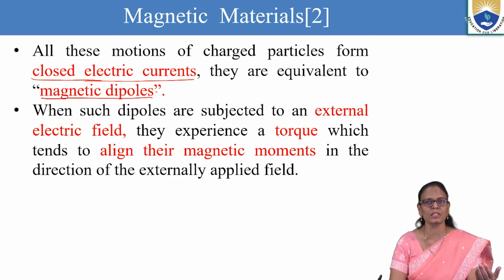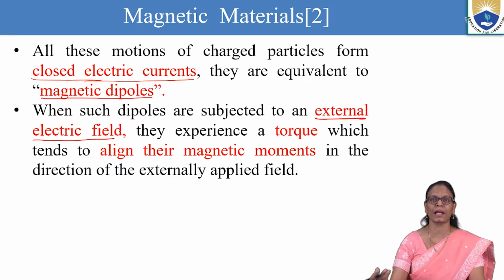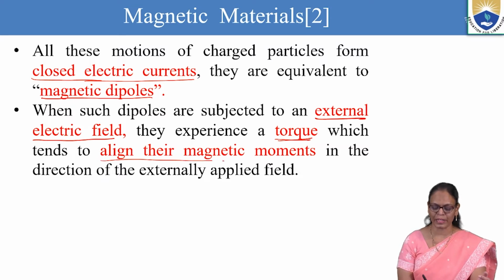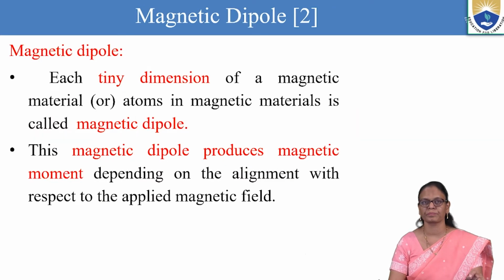So these closed electric currents are behaving like magnetic dipoles. And now when these dipoles are subjected to an external field, when we apply a field, what happens? They will experience a torque and they will tend to align their magnetic moments in the direction of the applied field. So when an external field is applied to these magnetic dipoles, they experience a torque, and because of this, they align themselves in the direction of the applied field.